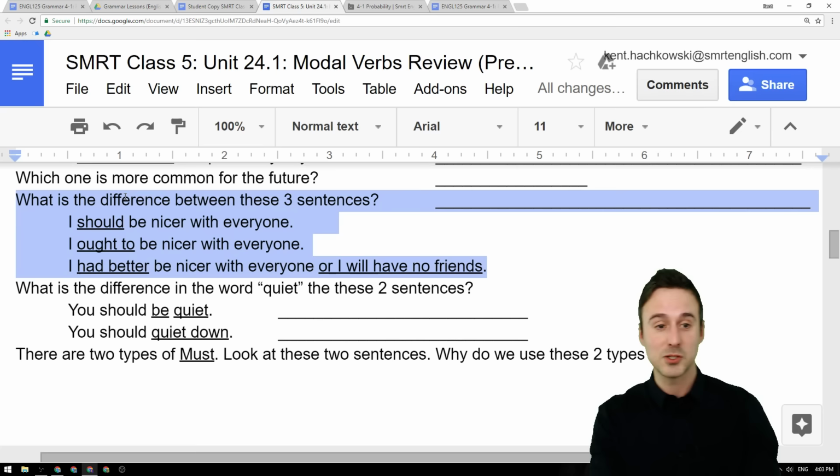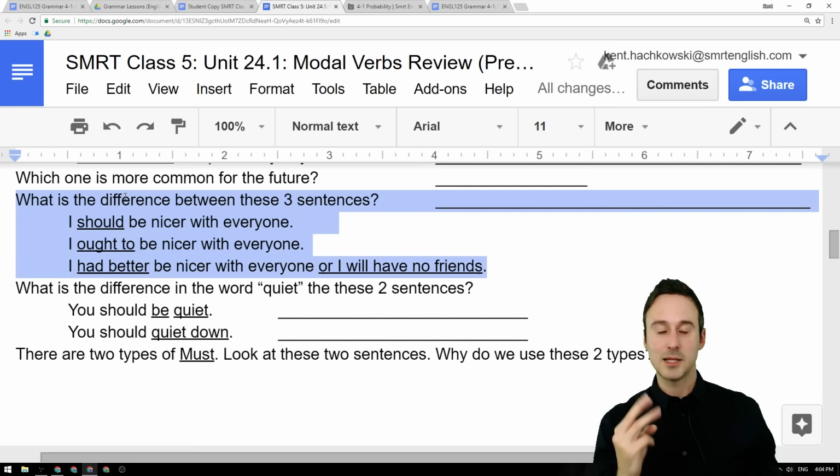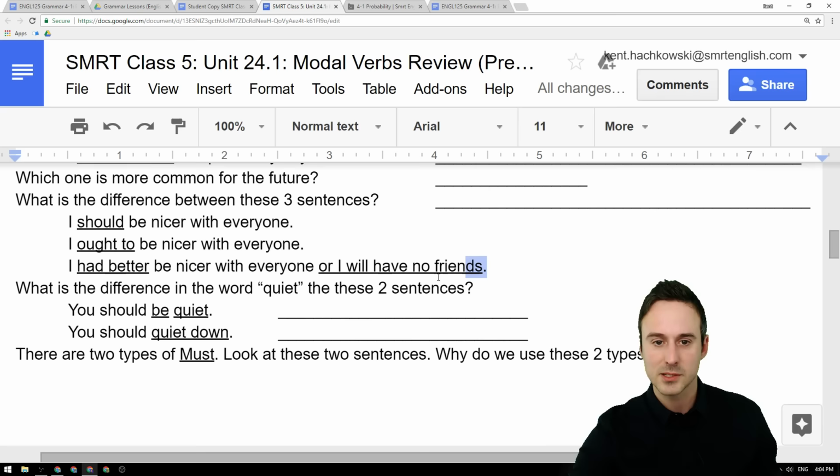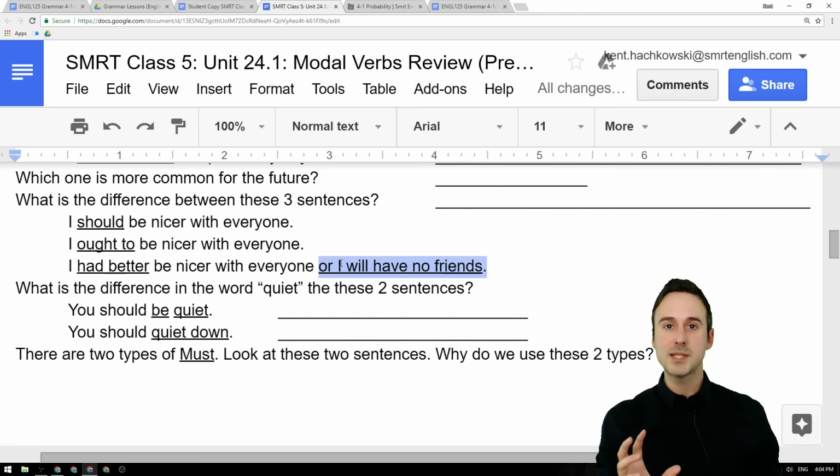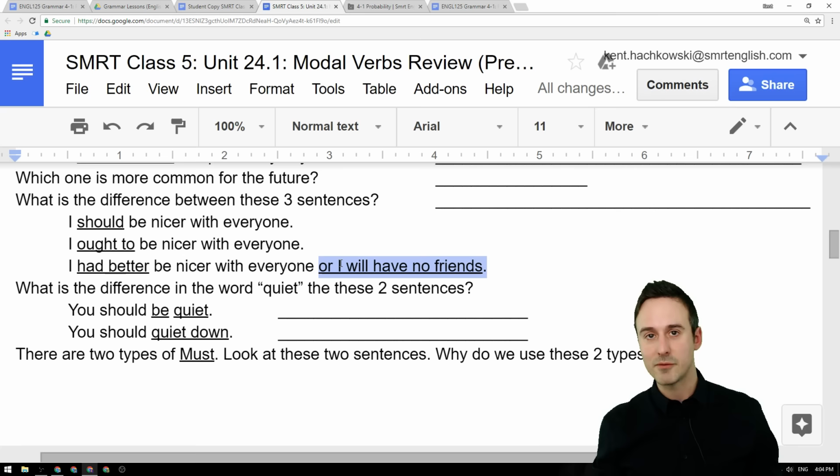What's the difference between, or not necessarily a difference, but what do we need to have in the third sentence if we want to use had better? And the answer is just this, okay? And you don't have to use or, you can use something else, but you always have to have some negative situation. So I had better be nicer with everyone, or I will have no friends. I had better study hard for my test, or I might fail. So we always have some problem when we use had better.